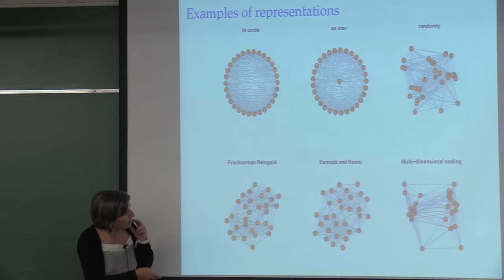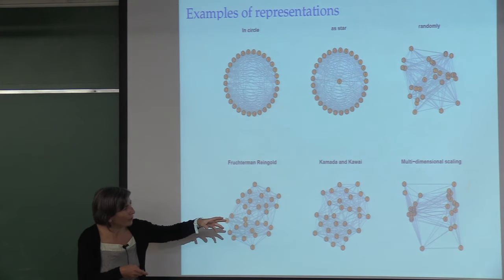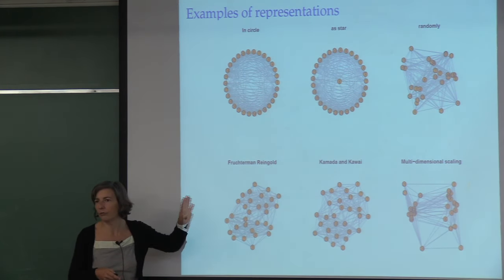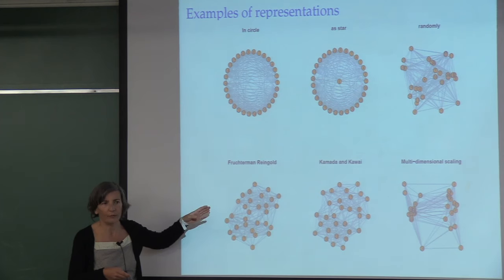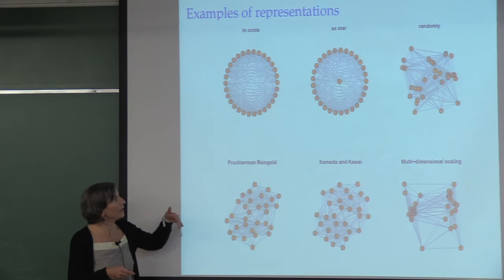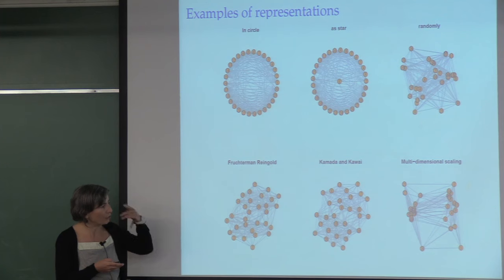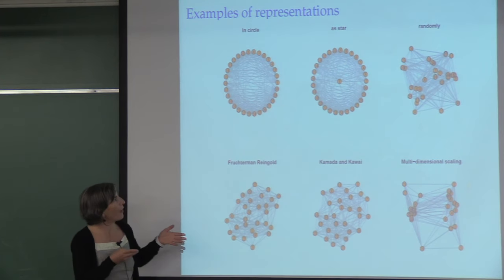There are other examples here, Kamada and Kawai, and multi-dimensional scaling. In fact, I don't know the details about how they choose them. I just wanted to show you the variety of different representations that you can have, and tell you again that this can be misleading. You should be careful when you plot a graph.